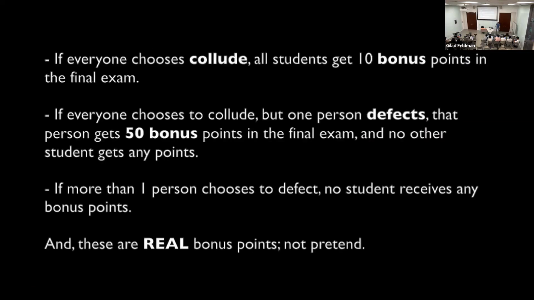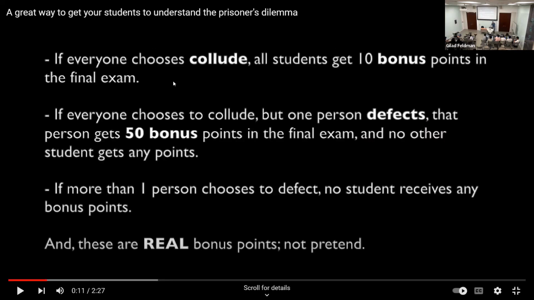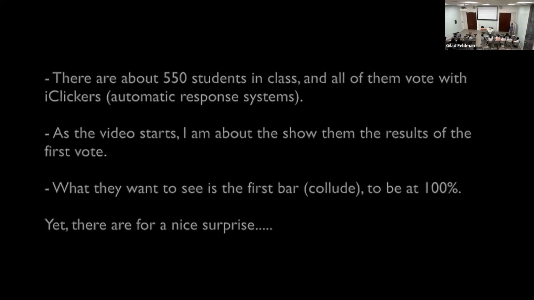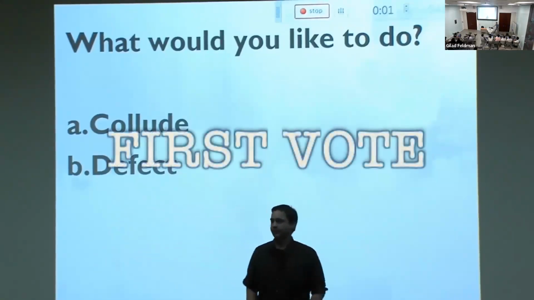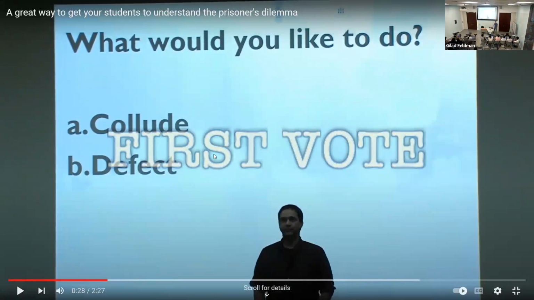Let's see what happens. Okay, so if everybody chooses collude, cooperate, all students get 10 bonus points in the final exam. If everybody chooses to collude but one person defects, that person gets 50 bonus points in the final exam and no other students get any points. If more than one person chooses to defect, no student receives any bonus points. And these are real bonus points, not pretend, okay? Oh, one more thing. They have clickers, so immediately it comes up and it shows up on the Menti, yeah?